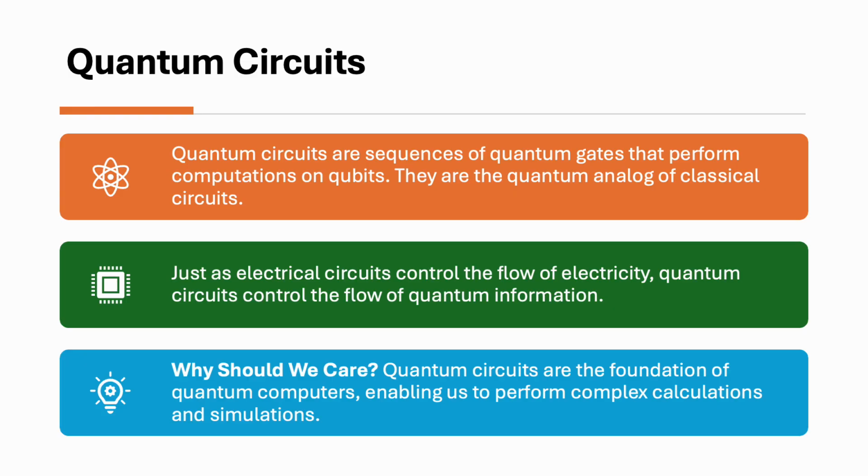So, quantum circuits are sequences of quantum gates that perform computations on qubits. They are the quantum analog of classical circuits. Just as electrical circuits control the flow of electricity, quantum circuits control the flow of quantum information. So once again, the interesting question walks in here in front of you or us. Why should we care? Quantum circuits are the foundations of quantum computers, enabling us to perform complex calculations and simulations.